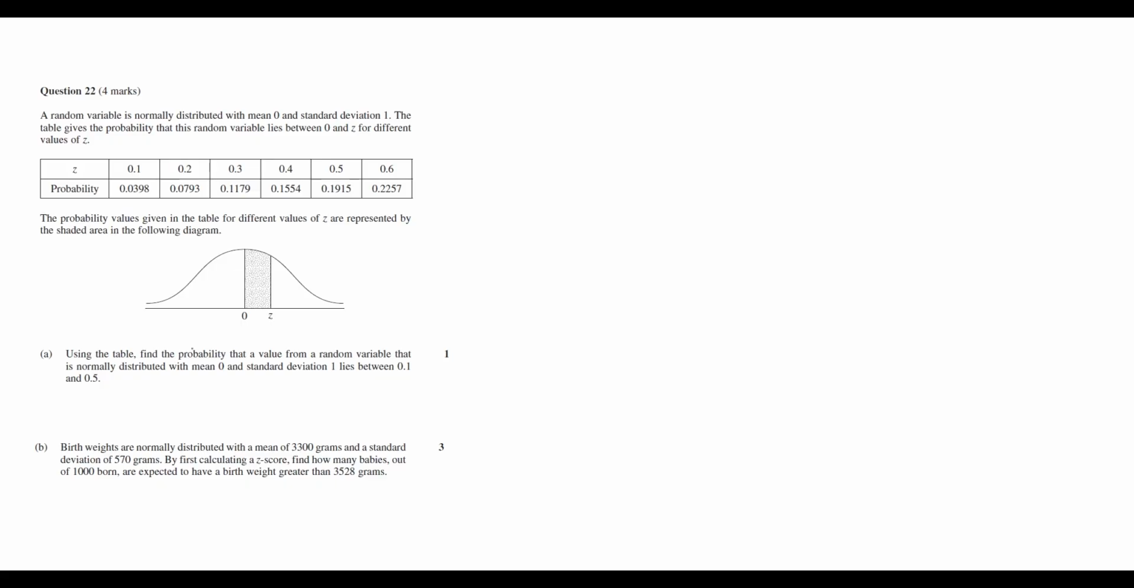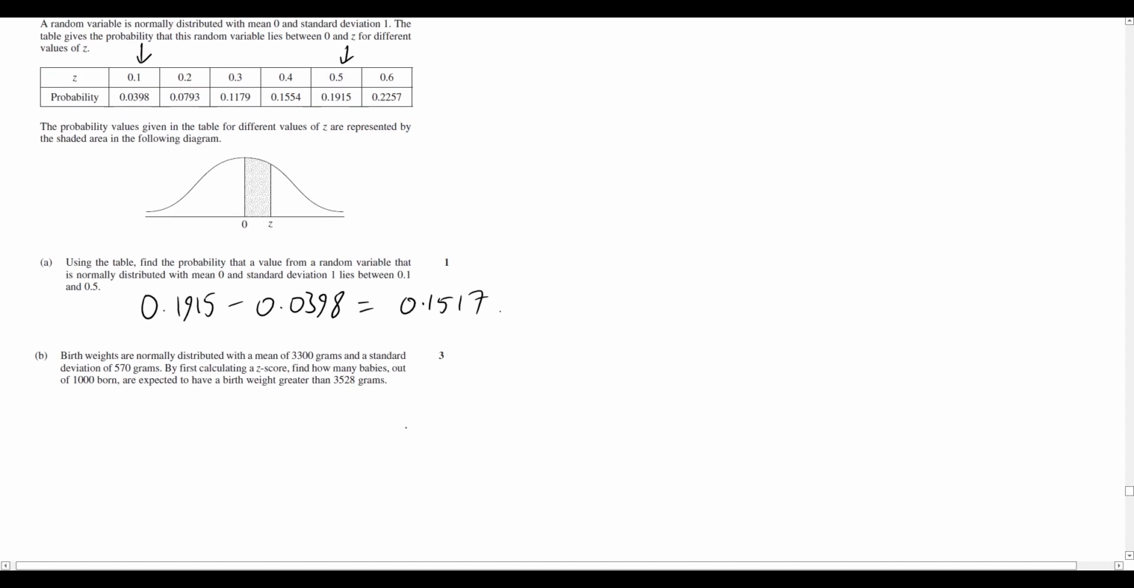Okay, well for this question all we need to do is firstly find those 2 different sections. So 0.5, that's over here, and 0.1, that's going to be over here. And we know that it's going to be between those 2, so all we need to do is look at these probabilities and subtract them from each other. So we get 0.1915 minus 0.0398, and that gives us a value of 0.1517. There we are.